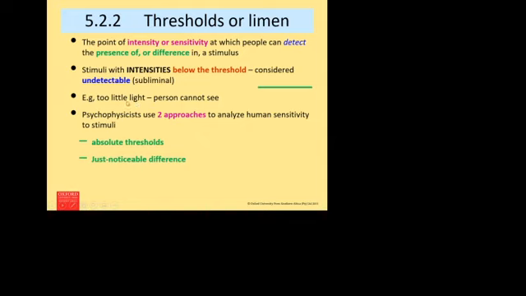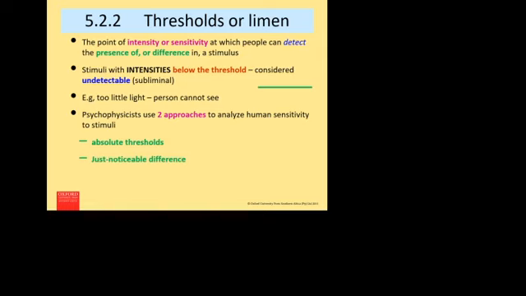For example, two little lights far away from us. If we cannot detect them, it is because the stimulus is below the threshold. If we can detect them, it's because it is above the threshold. So psychophysicists use two approaches to analyze human sensitivity to stimuli, because sometimes we are not so sensitive to the presence of a stimulus, while sometimes we can detect its presence easily.